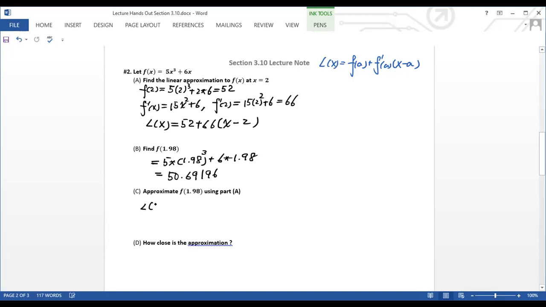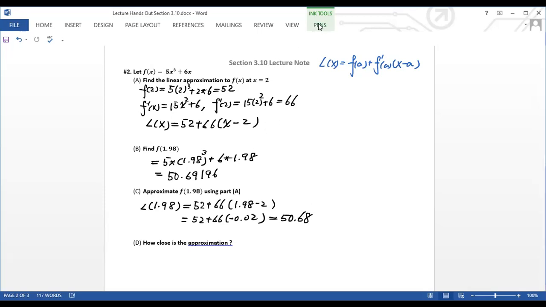Okay, now let's see if I can use the linear approximation to find f of 1.98. Based on the linear approximation formula we just derived, it's 52 plus 66 times 1.98 minus 2, so 52 plus 66 times negative 0.02. And this is pretty easy to do by hand, right? This will give you 50.68.